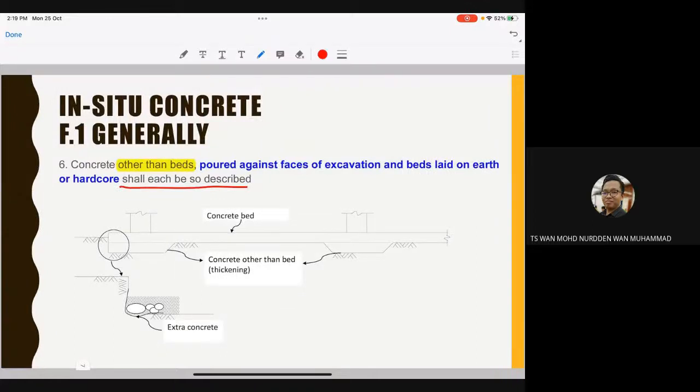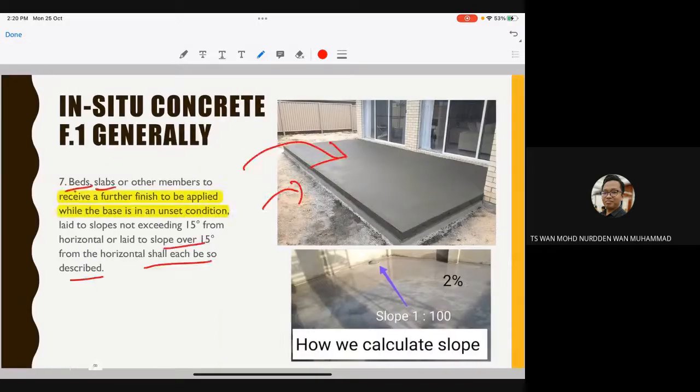Number 6, concrete other than beds. Okay, selain daripada concrete bed lah, poured against faces of excavation and beds laid on earth or hardcore shall be so described. Okay, selain daripada beds lah. Apa-apa saja yang dinyatakan poured against the faces of excavation, maksudnya di kawasan excavate area lah kan. Beds, excavation and beds laid on earth or hardcore shall be so described. Okay.